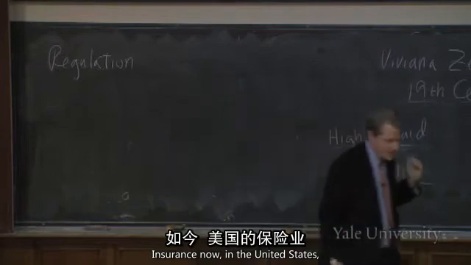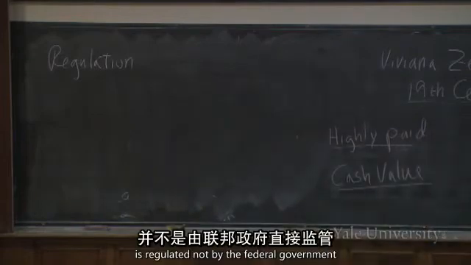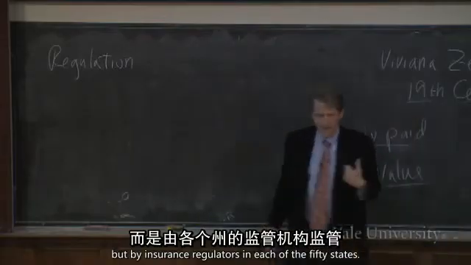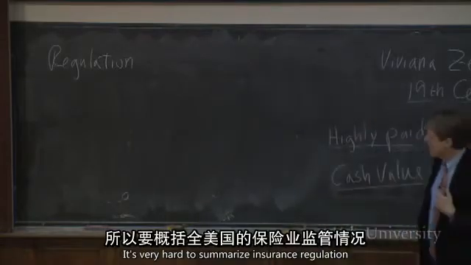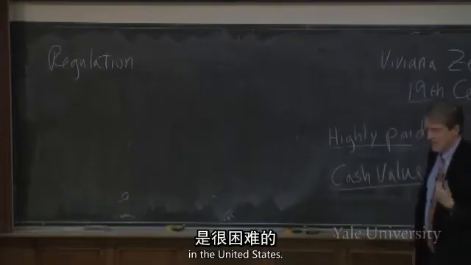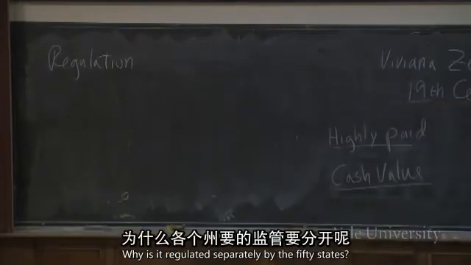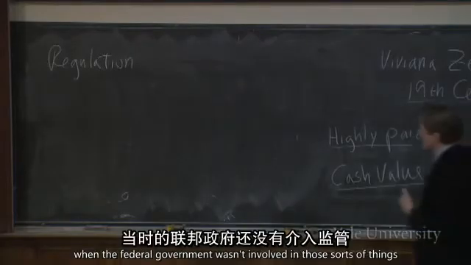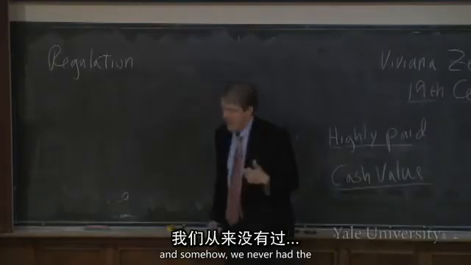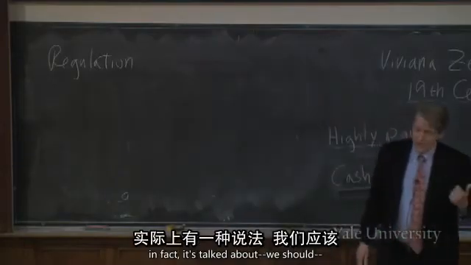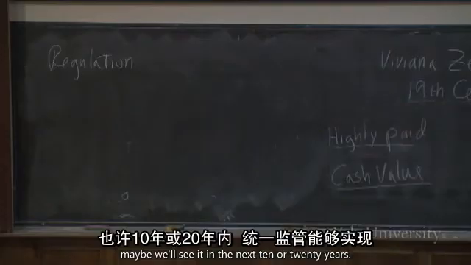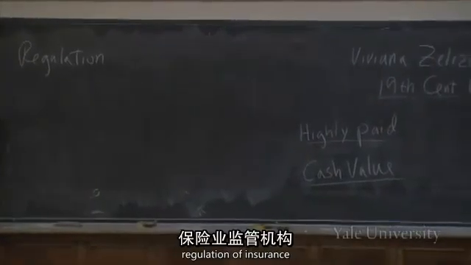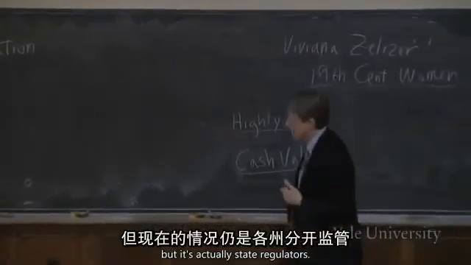Insurance in the United States is regulated not by the federal government, but by insurance regulators in each of the 50 states. So it's very hard to summarize insurance regulation in the United States. Why is it regulated separately by the 50 states? That's because it started out that way when the federal government wasn't involved in those sorts of things. It's talked about that there should be federal regulation of insurance, maybe we'll see it in the next 10 or 20 years, but it's actually state regulators.